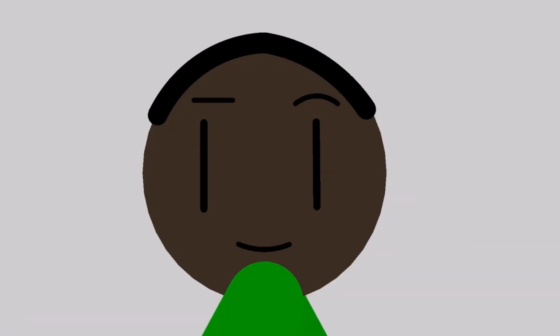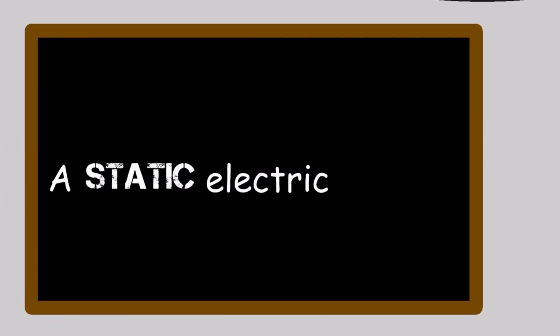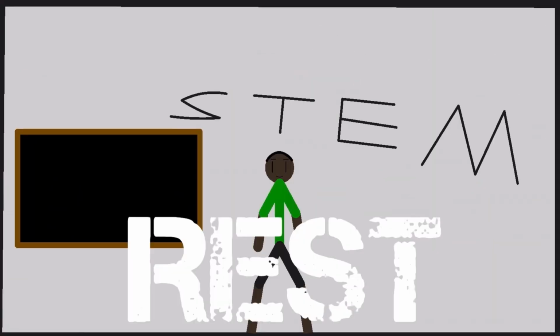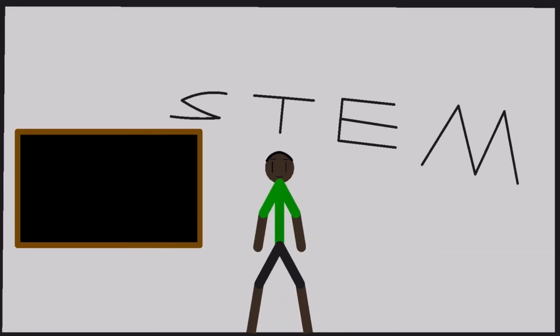Oh, and static electricity? That's easy. A static electric charge is a charge that is not moving. It is at rest, and it does not flow or change its position.